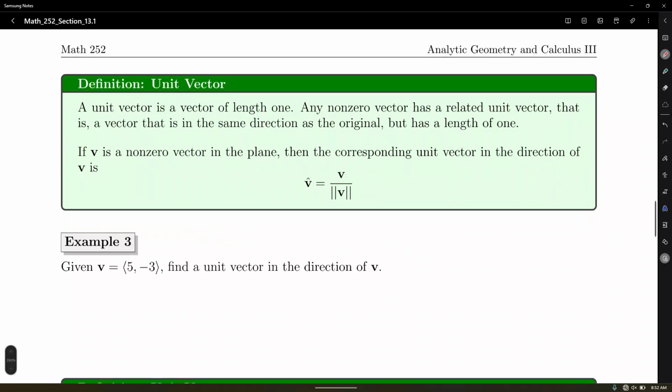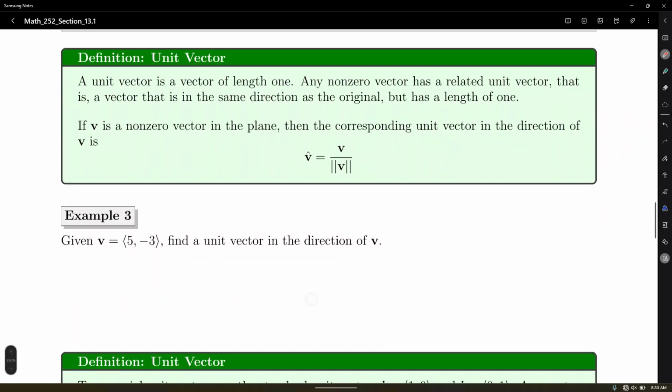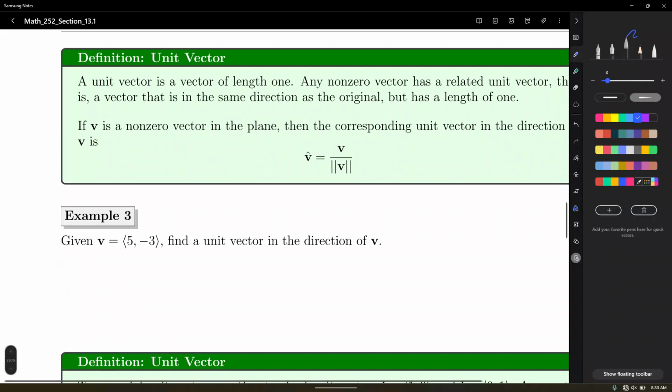All right, given v equals 5, negative 3, find the unit vector in the direction of v. Okay, number 1, we need to find the magnitude of this vector, which is denoted with these two bars.